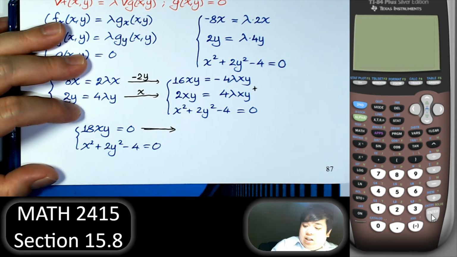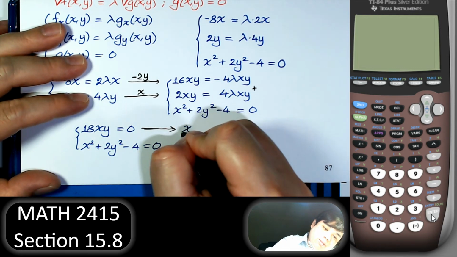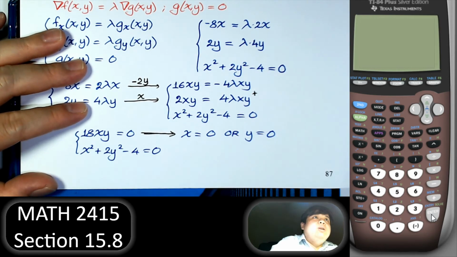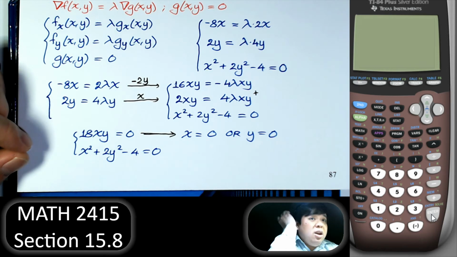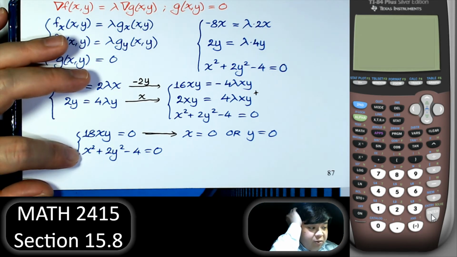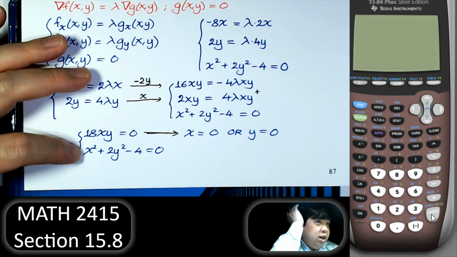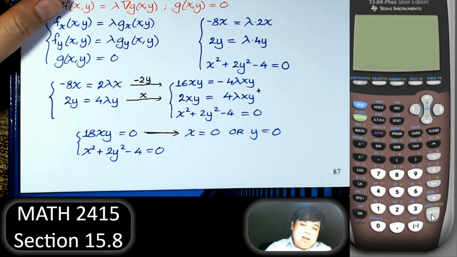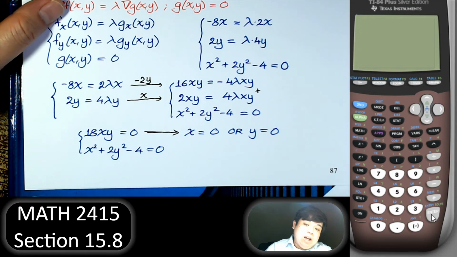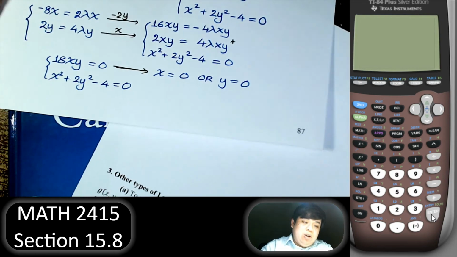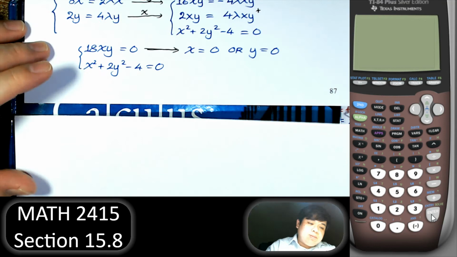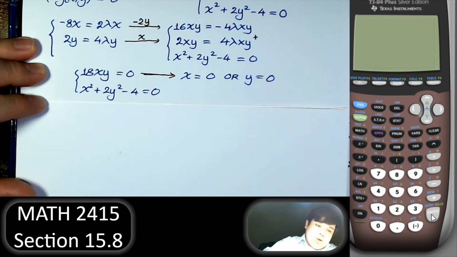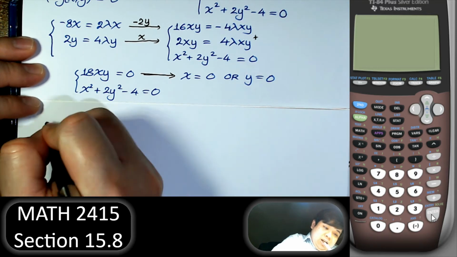So that gives us either x equal to 0 or y equal to 0. Simple enough, right? Now x equal to 0, put in here and find y. y equal to 0, put in here and find x. There's more space on the next page if you bring out the note.